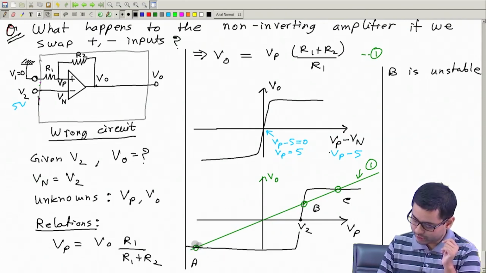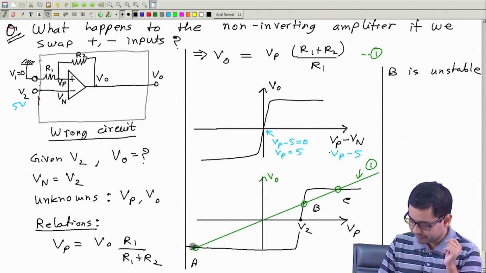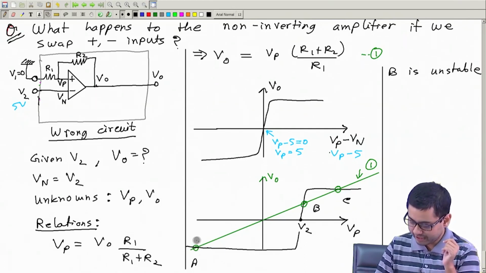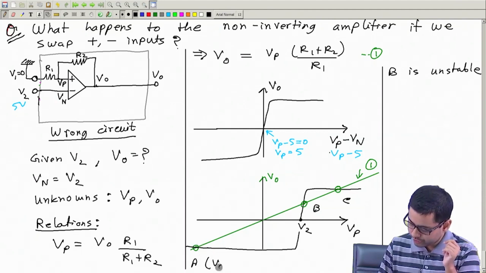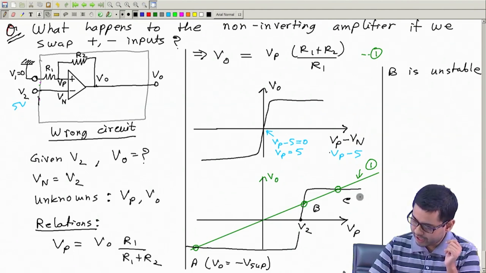So we will have the solution A or C. If we are at point A, then the output will be minus V supply. So at this point we have VO equal to minus V supply. Here we will have VO equal to plus V supply.